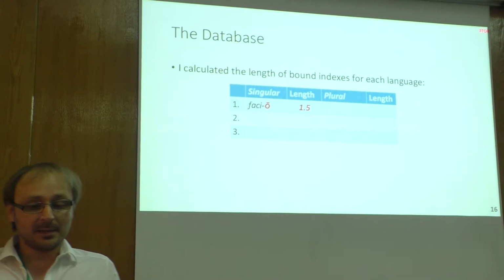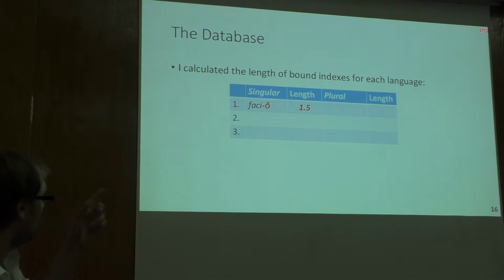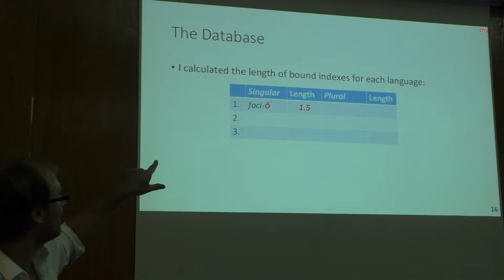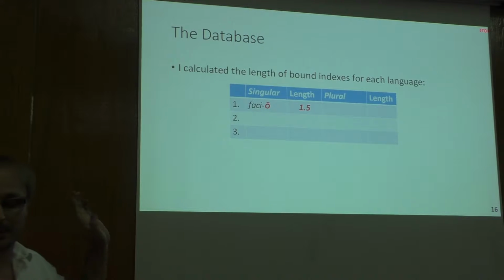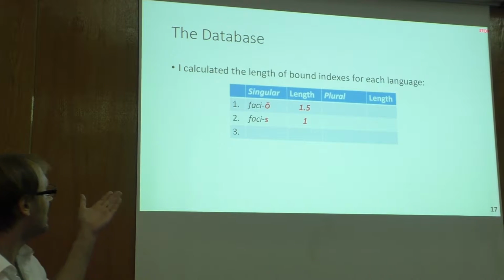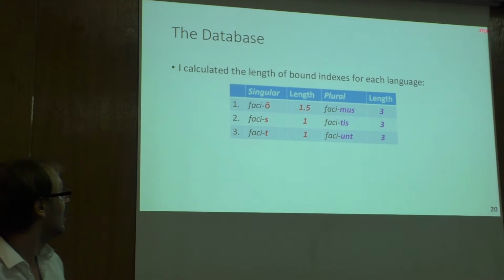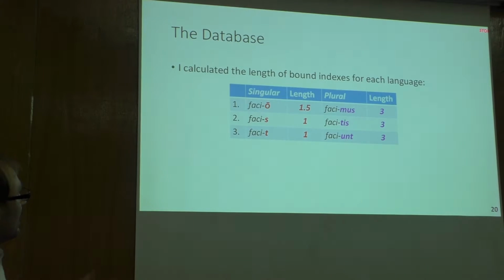Now, I calculated the length of bound indexes for each language. Just to give you an example, phoneticians might say that's not the right way to do it. For example, if the segment was long, then I coded it with 1.5, for special reasons of my own. One segment is just 1, and if there are 3 segments, then it's 3. So very simple.